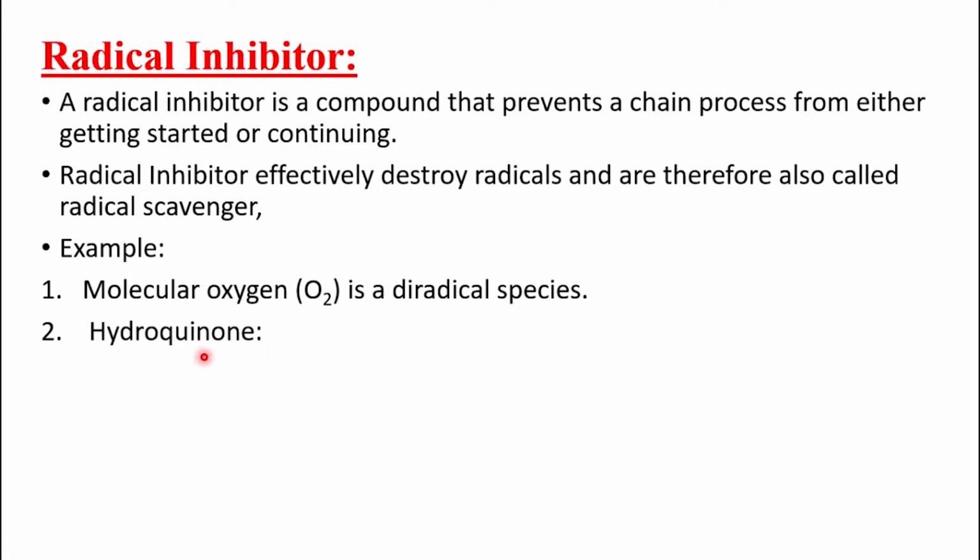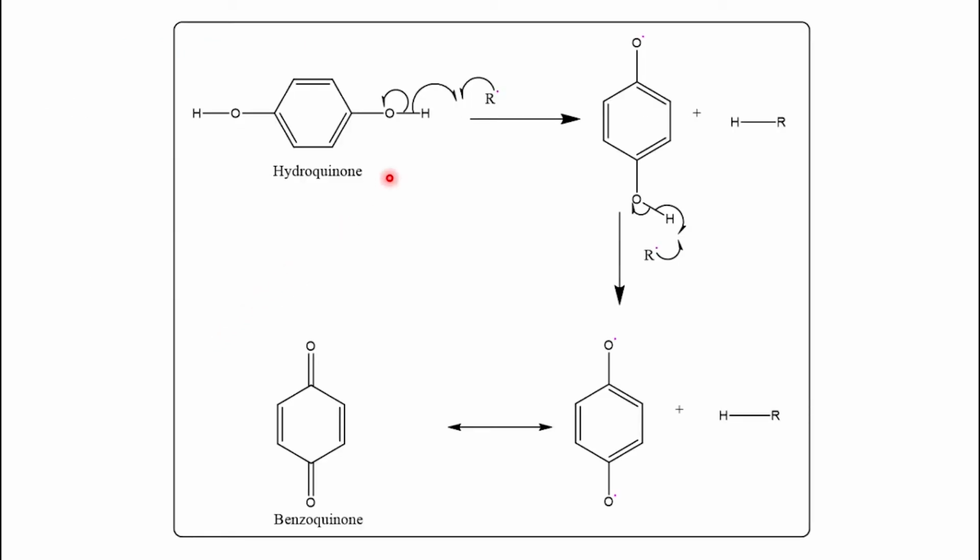So this diradical species O2 can destroy up to two other radical units. Similarly, hydroquinone can also destroy two radicals. So this is the mechanism process we can see here. This is hydroquinone. First step is this radical abstracting the hydrogen with formation of this new radical. This radical is stabilized by resonance, and another second radical is there. Now here also hydrogen abstraction mechanism process is followed, with formation of another oxygen radical.